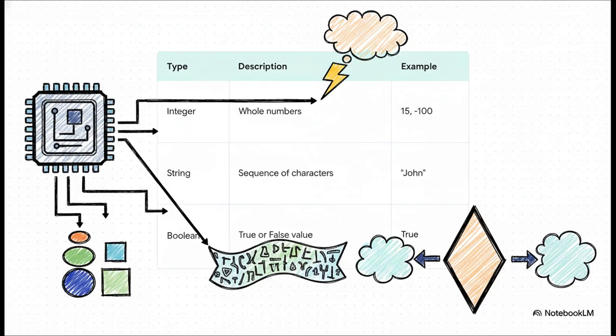The three big ones to know are integers, your basic whole numbers, strings, which are just sequences of characters like a name or a city, and booleans, which are super simple. They can only be true or false. And hey, remember that diamond shape in our flowchart? That's powered by booleans. That's what it's checking for, a true or false condition.